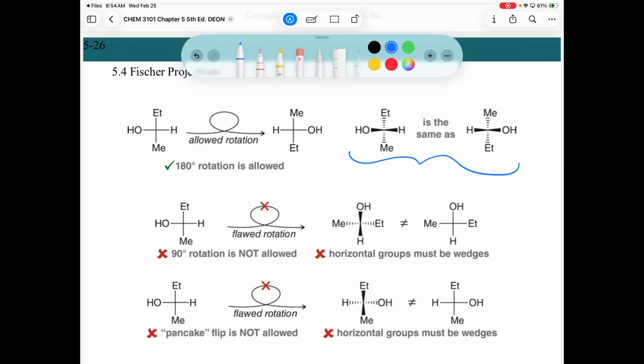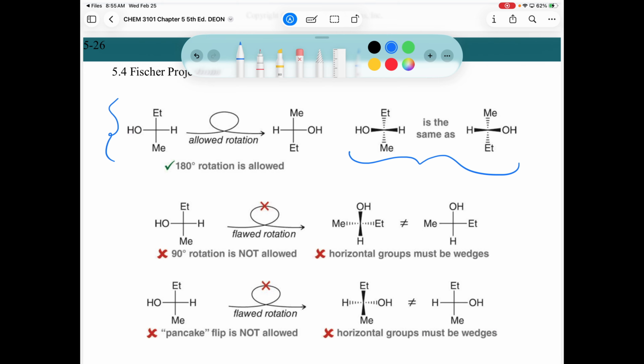Also, a pancake flip is not going to be allowed, right? You can't just scoop it up in your hand and flip it over, because again, it's going to change it. Your wedges become dashes and your dashes become wedges. So really, the only thing you're allowed to do is flip it head for tail. That's all you're allowed to do. You can't pancake flip it. You can't rotate it partially. Otherwise, it's going to mess it up.